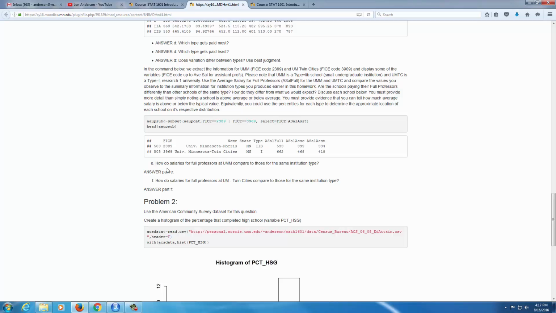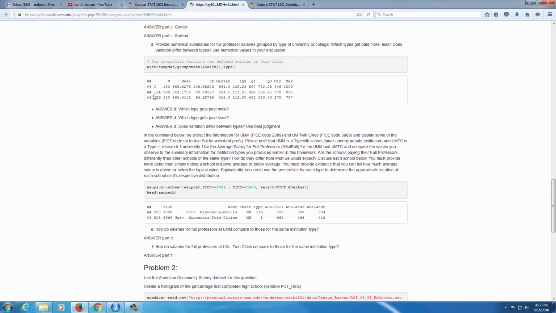In part E, I ask the question about how salaries for full professors at UMM compare to those of the same institution type. And you should realize that UMM is a type 2B institution, and you can see that full professor salaries have a value of 533 for this variable. You should be able to convert that to hundreds of dollars. And well, is UMM very different from type 2B institutions?